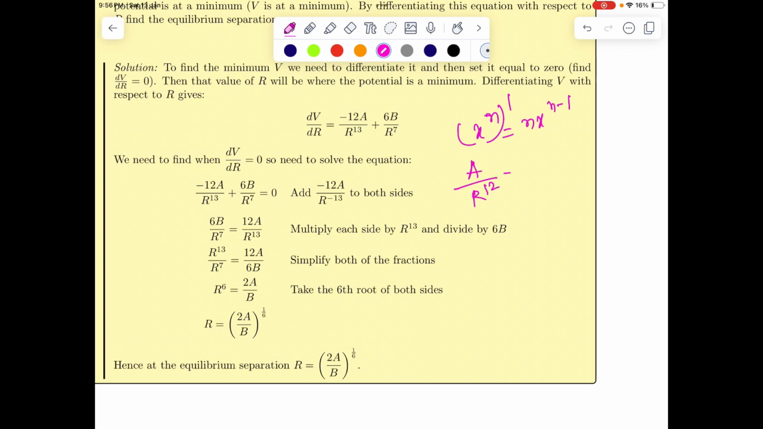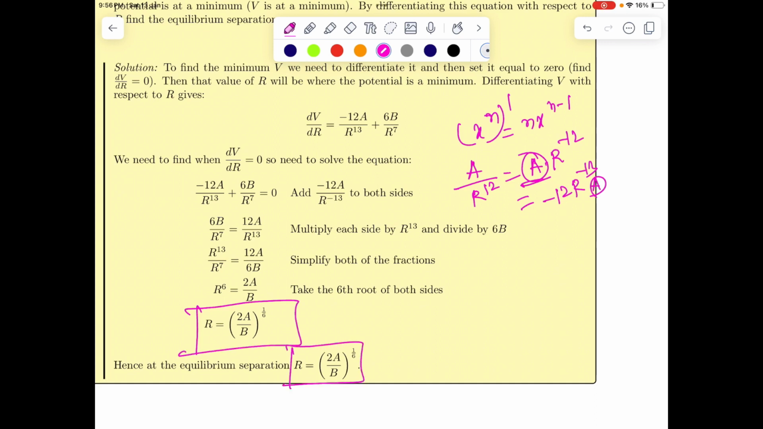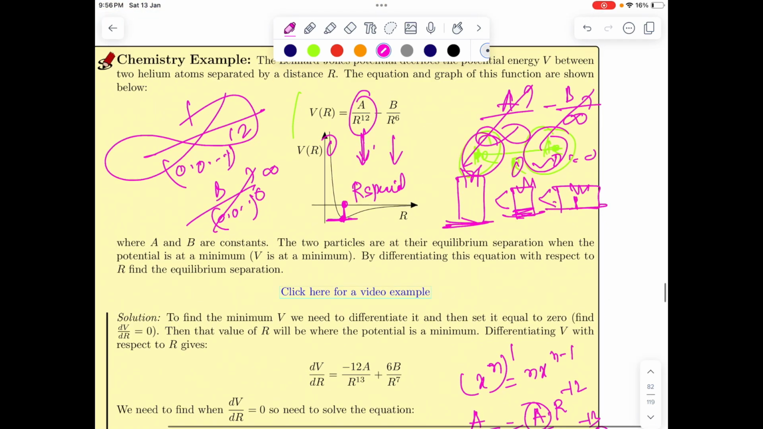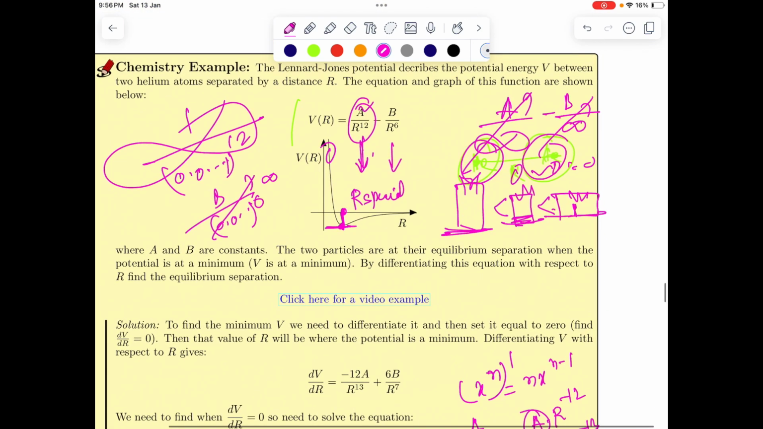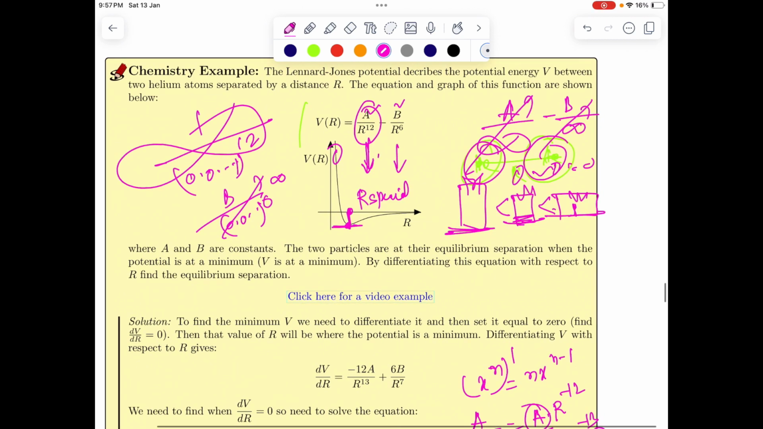the differentiation of x to the power n is n x to the power n minus 1. So if you have A by r to the power 12, it's A times r to the power minus 12. So it's minus 12 r to the power minus 13, minus 12 minus 1, times A. The constant will not change, so the constant will just be outside the differential operator. So if we do all this bunch of calculation, r is (2A/B) to the power 1 by 6. So for the equilibrium separation, that magical point is (2A/B)^(1/6). Now this A and B are found from experiment. So basically we know the conditions where stable equilibrium will be attained.